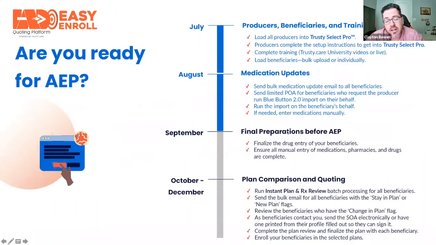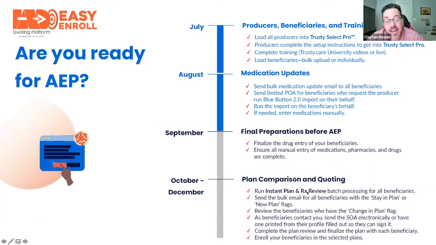Now, here's the timeline that I was talking about. This is something that Jason and the team will send out to you as well. What I've done is I've laid out where you would be at about this time. So in August, we're going to be updating your medications. You're going to be doing the blue button imports, and then the final preparations in September. October, once the plans drop, and I know me and Jason and everybody were like, please CMS, drop it on October 1st this year. Don't delay.